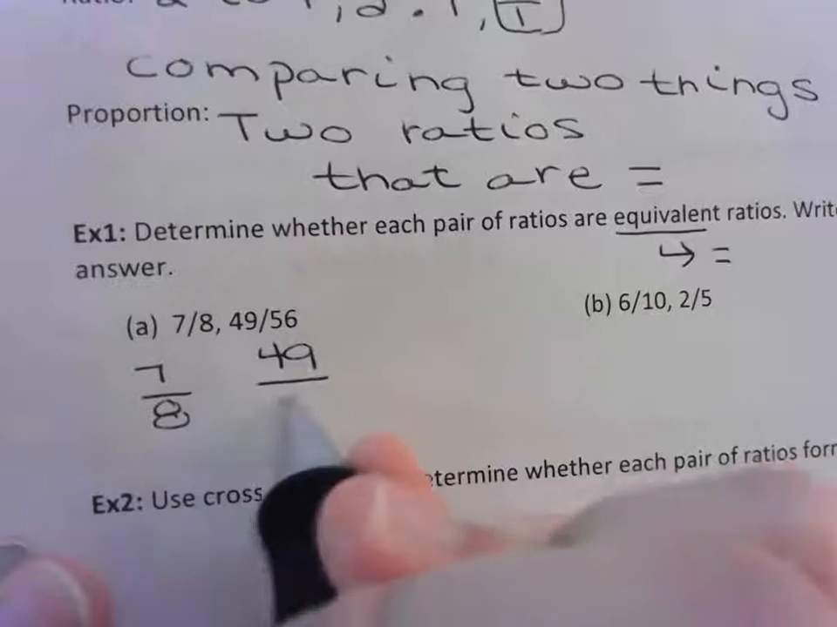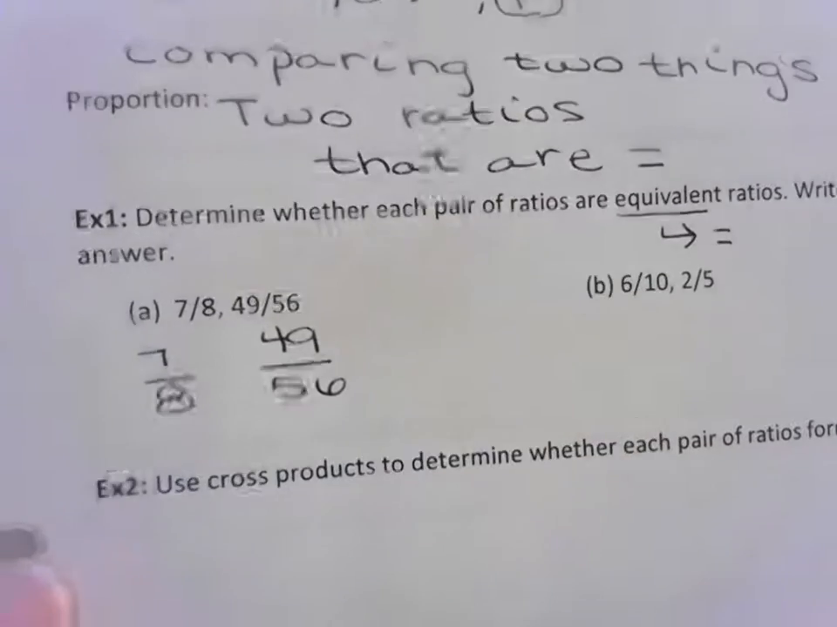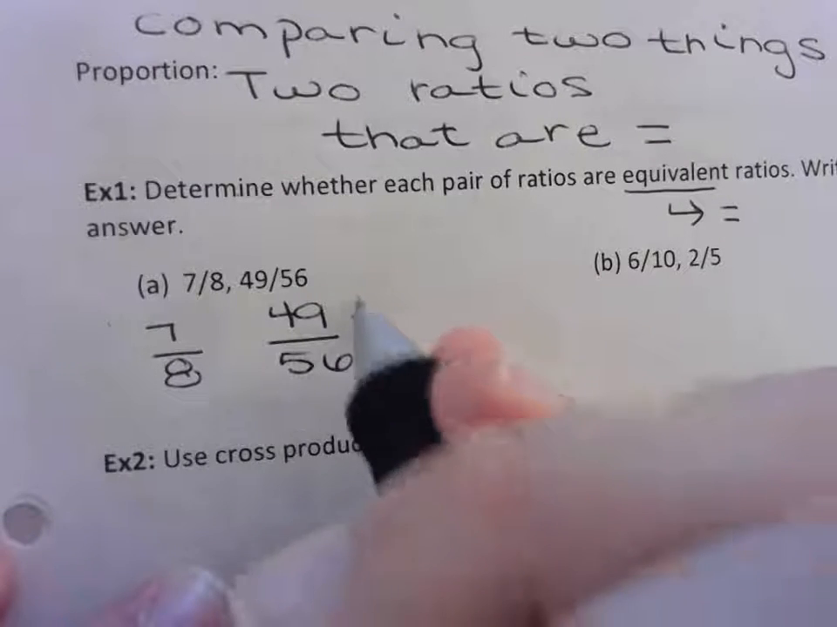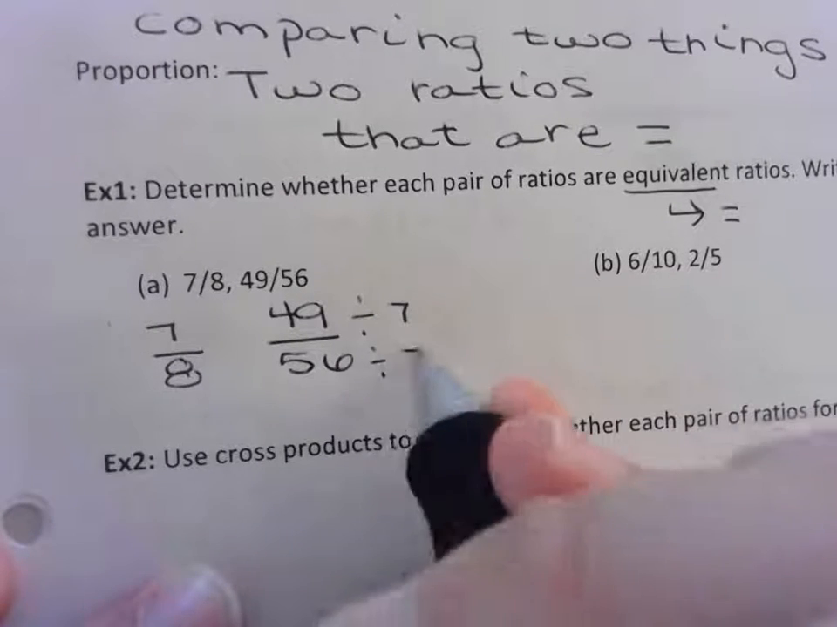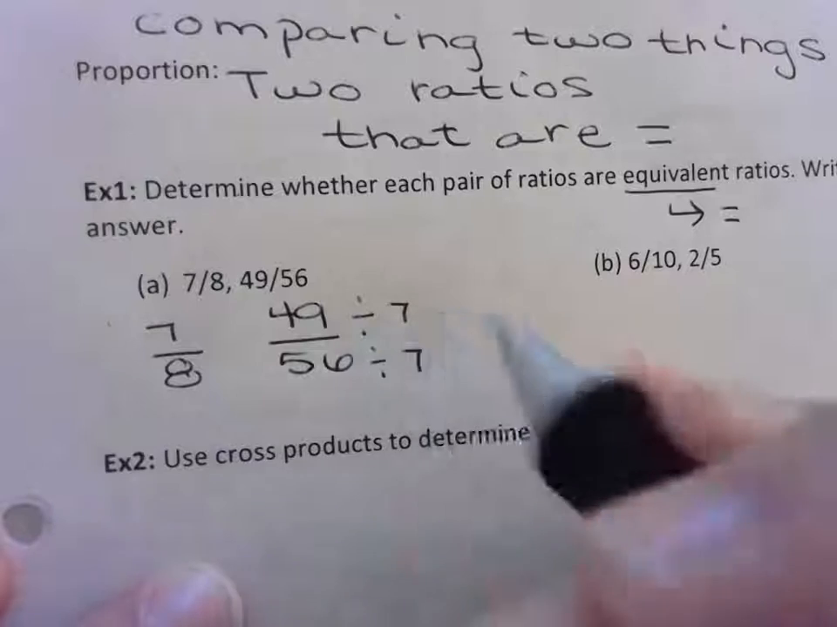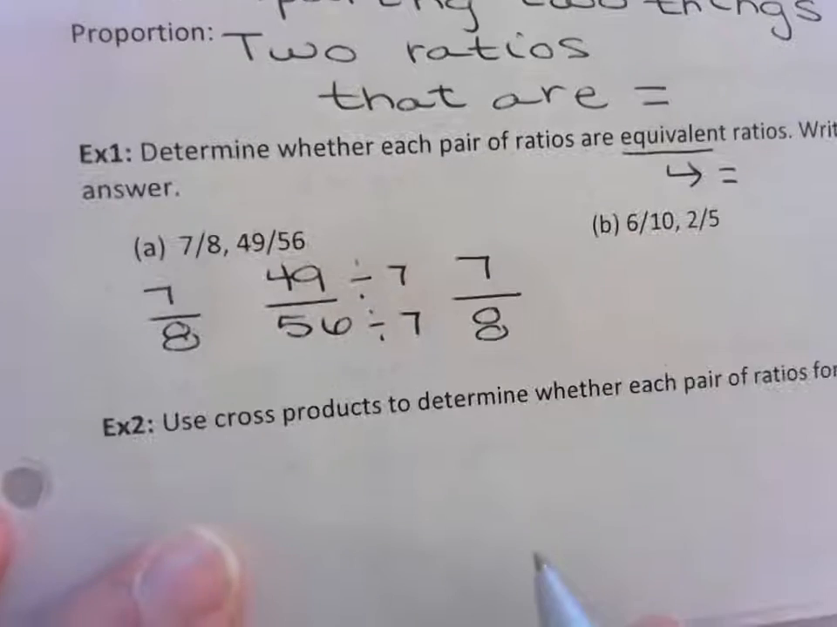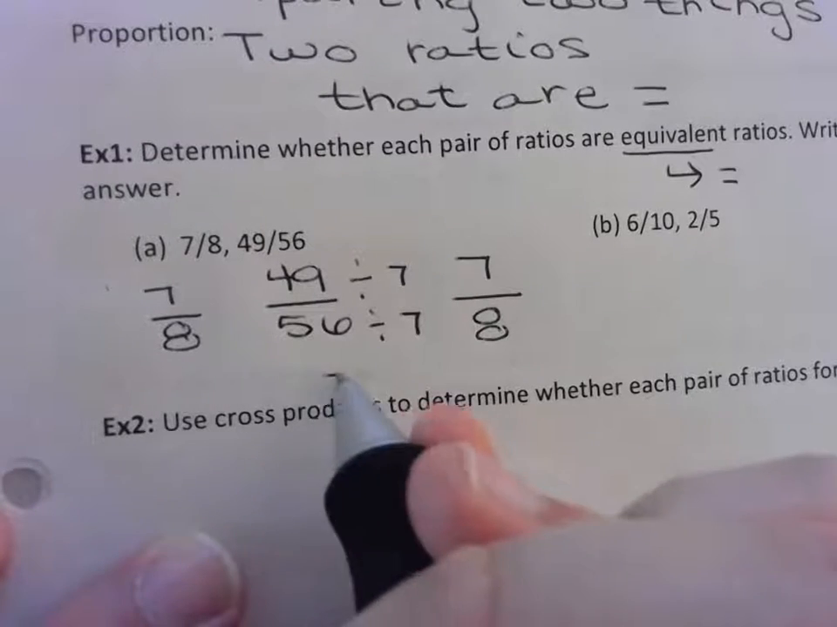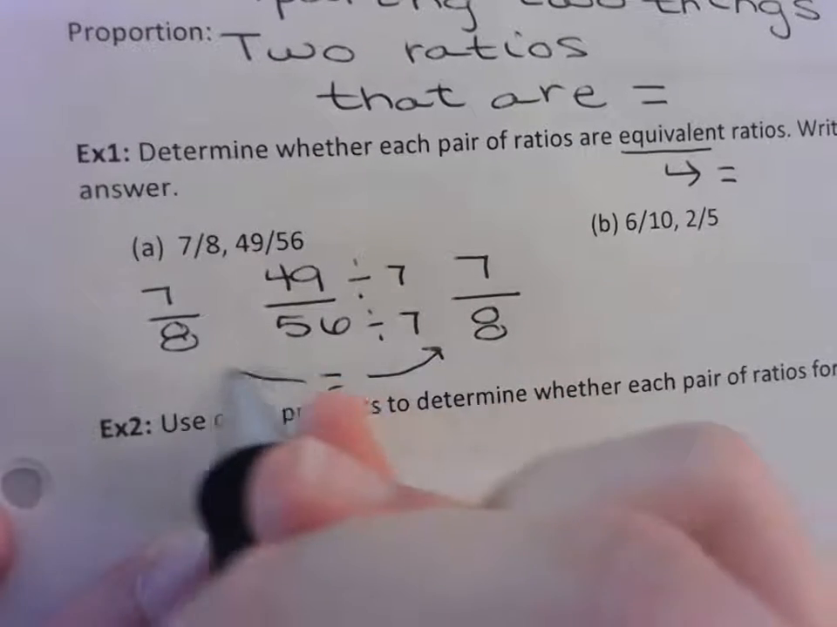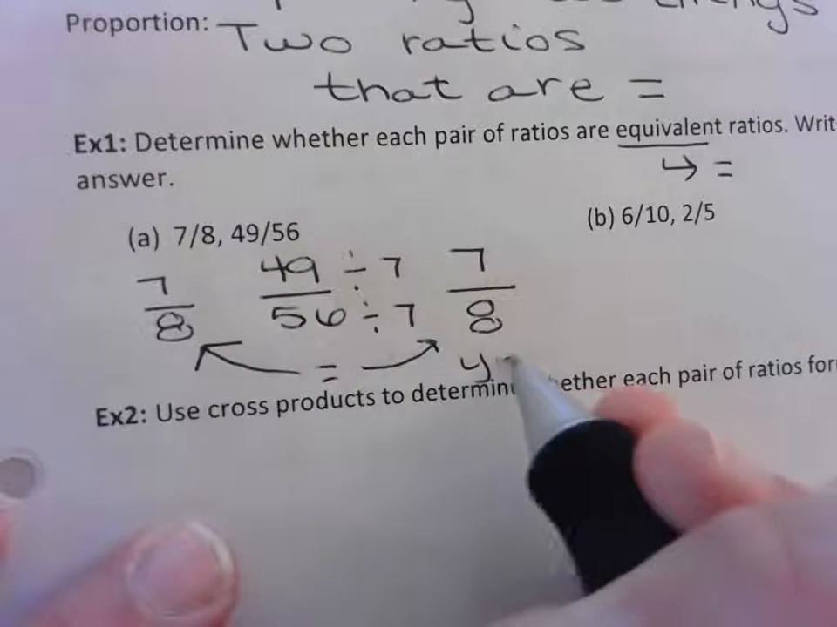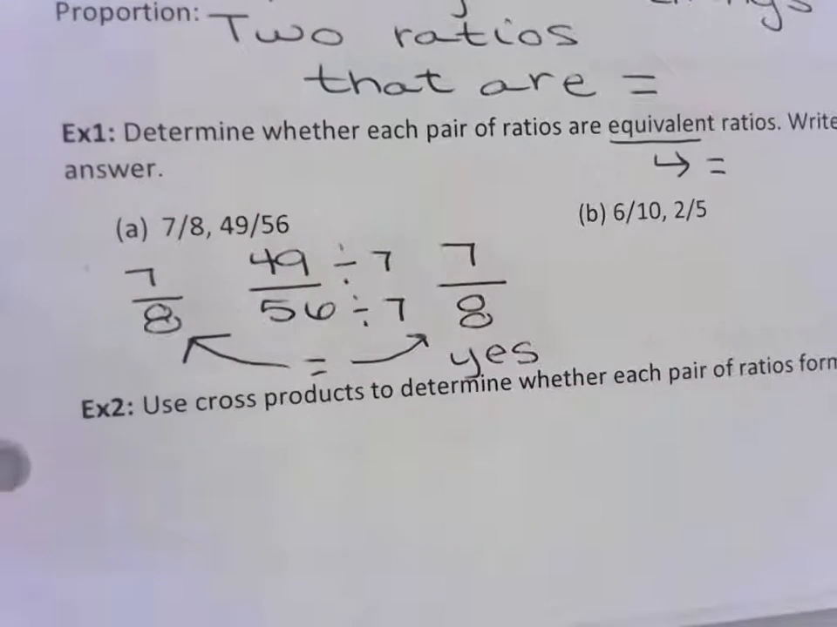49 over 56. How can I simplify like we've done before? Divide top and bottom by 7. 49 divided by 7 is 7. 56 divided by 7 is 8. They are equal. 7/8 is equal to 7/8. So yes, they are equivalent ratios. So we are simplifying down to where I can compare them and see if they are equal.